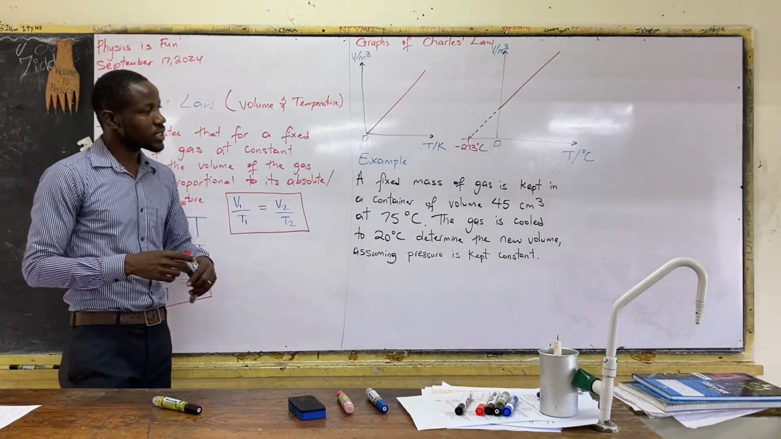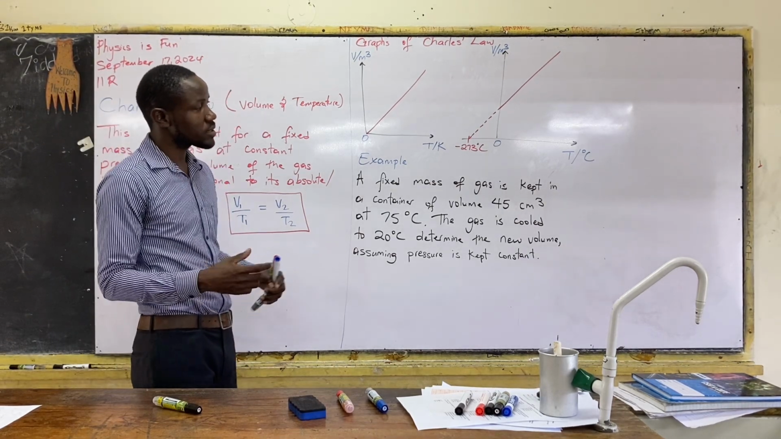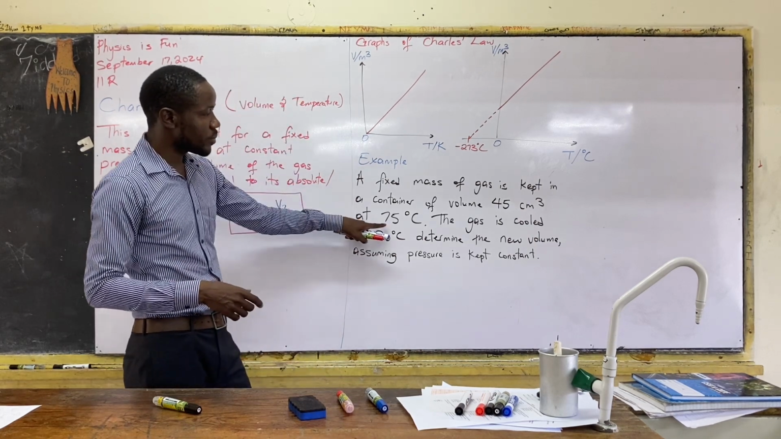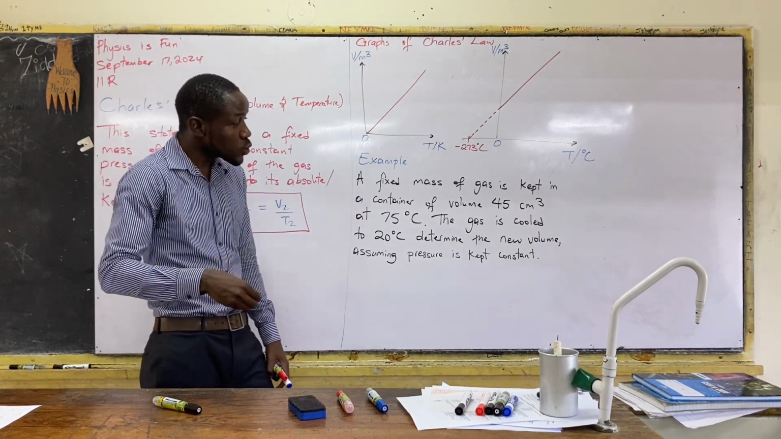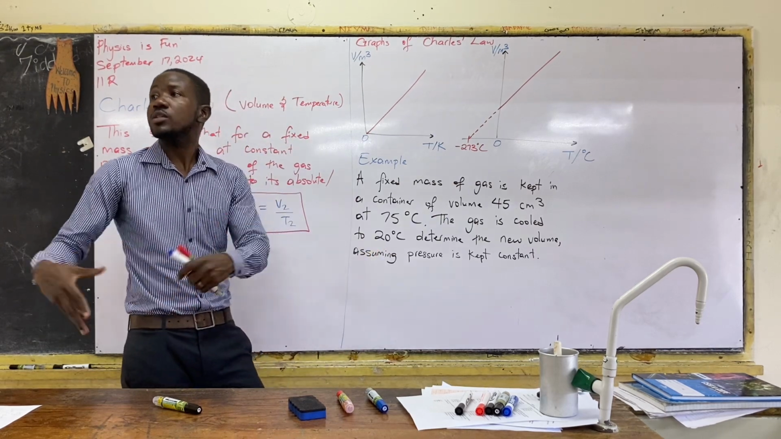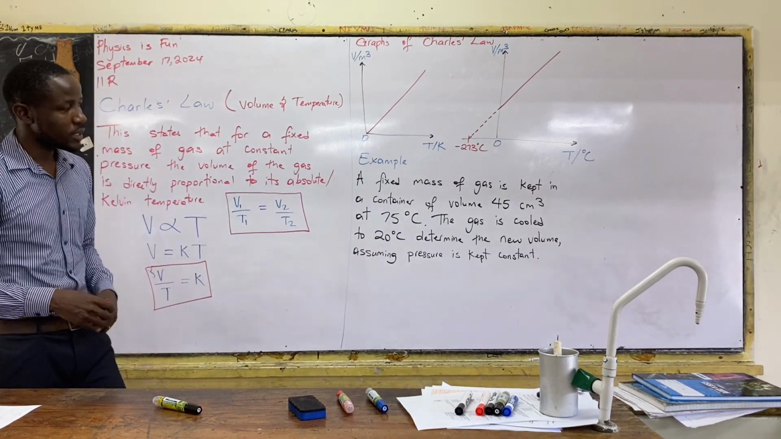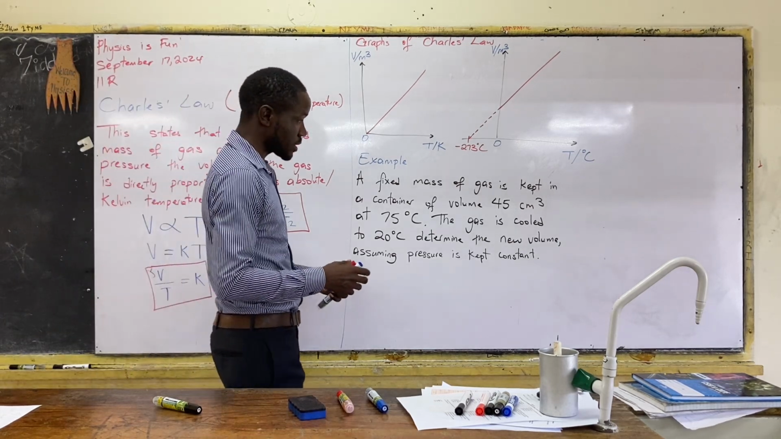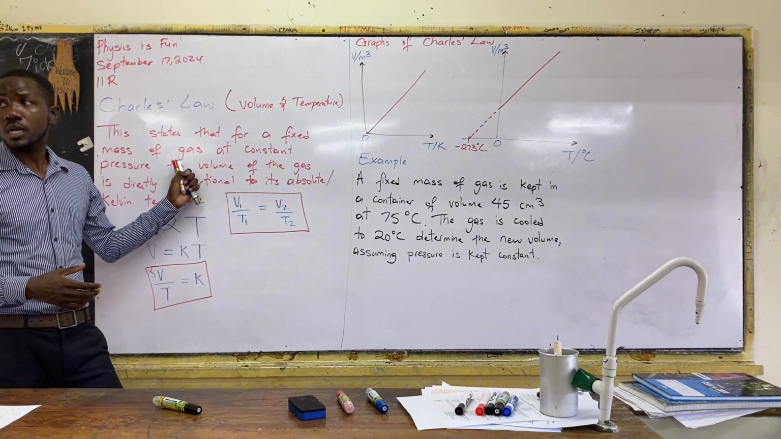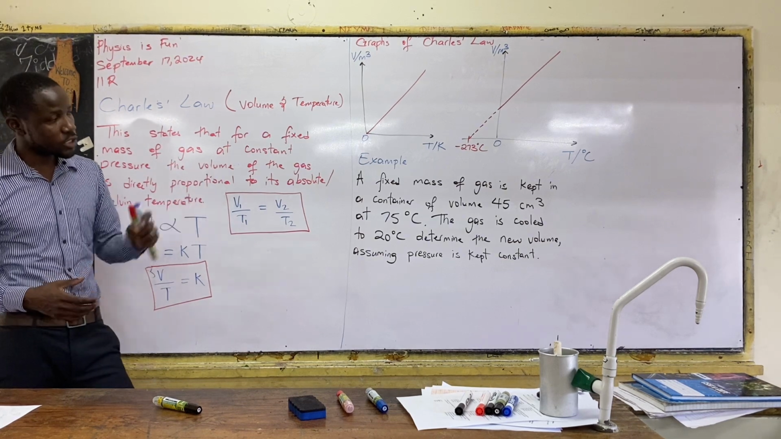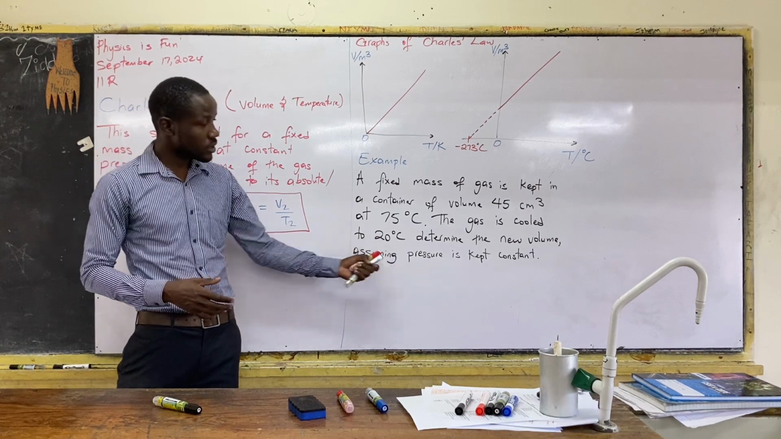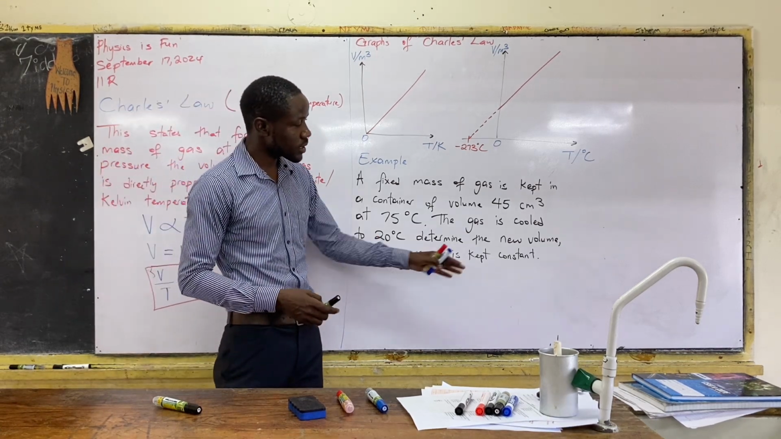So we're given this scenario right here that we have a fixed mass of gas in a container, and the volume is 45 cm cube. And the temperature is 75 degrees Celsius, and we cool the gas so that it's now at 20 degrees Celsius. What is the new volume? And we would have ensured that the pressure was kept constant. So since that's the case, then we can apply Charles' law, because Charles' law is applicable in this scenario based on the condition that the pressure is kept constant.